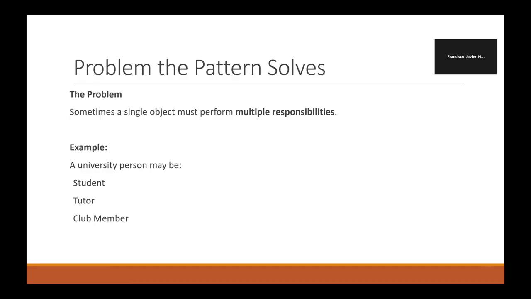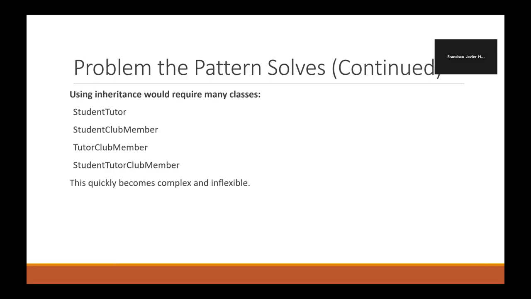The main problem this pattern solves is that sometimes a single object must perform multiple responsibilities. For example, in a university system, one person might be a student, a tutor, and also a club member at the same time. If we try to solve this using inheritance, we could need many different combinations of classes, such as student tutor, student club member, and so on. This quickly becomes complex, difficult to maintain, and not scalable, especially if there are many different types of classes and roles.